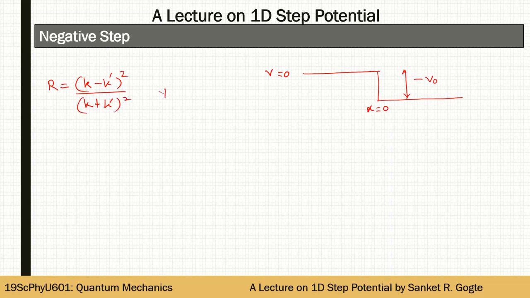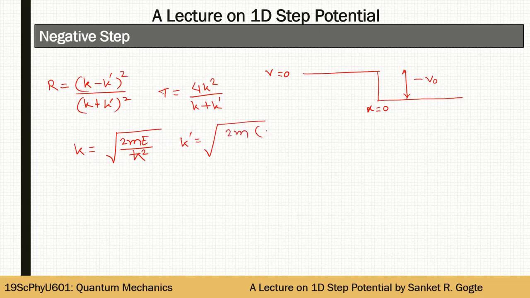and T is 4k square divided by (k plus k prime) square. The same equations basically, but the values of k and k prime are now different. k is square root of 2mE by h cross square, whereas k prime is square root of 2m(E plus V0) by h cross square. In the previous case, case 2 of positive potential step, we had this as E minus V0. This bracket was E minus V0, which is now E plus V0.